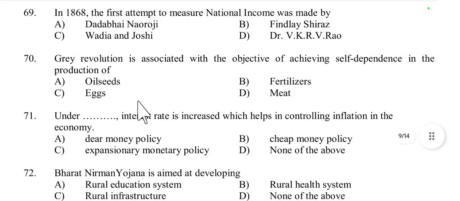Then question 70: the Grey Revolution is associated with the objective of achieving self-dependence in the production of oilseed, fertilizers, eggs, and meat. The Grey Revolution is related to fertilizer production. So option B is right here.